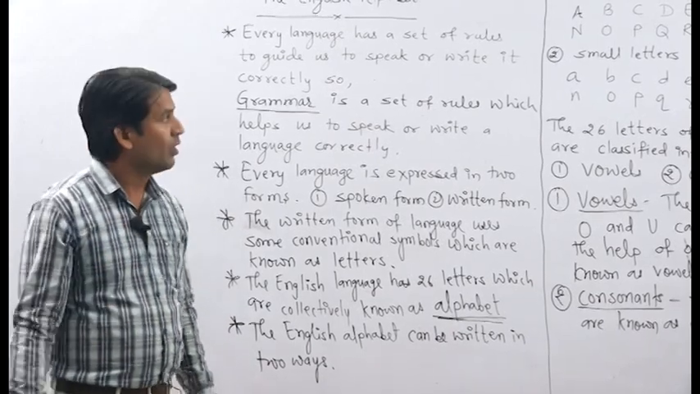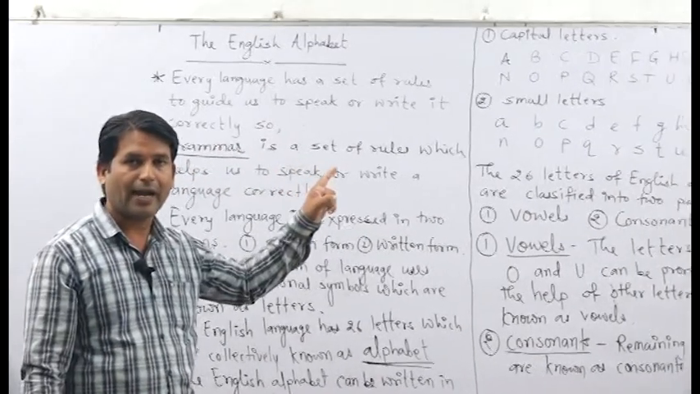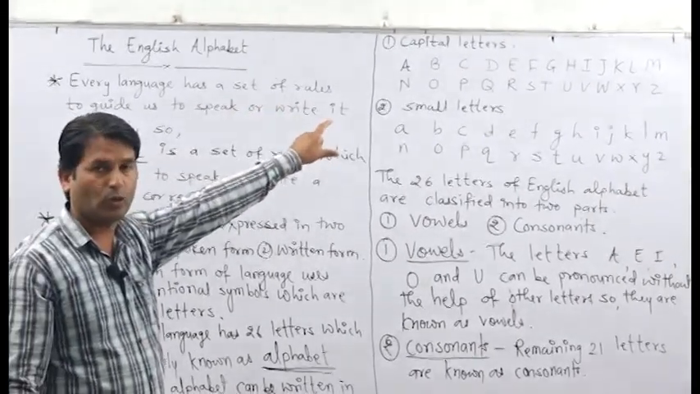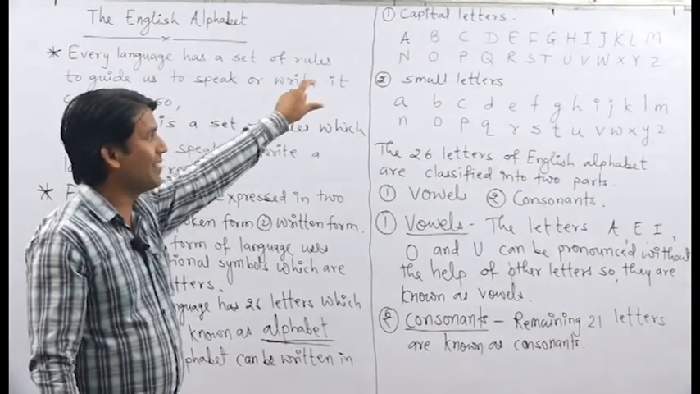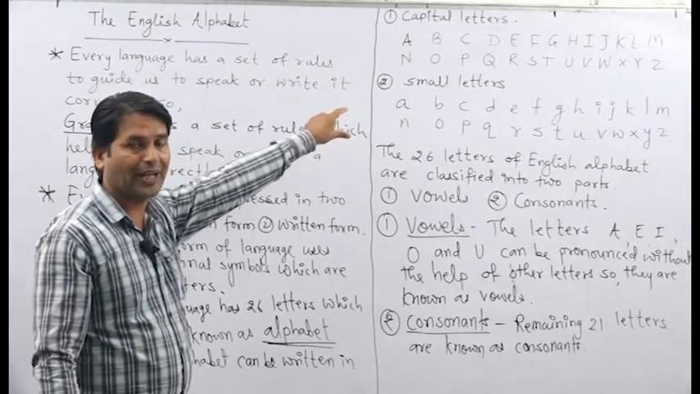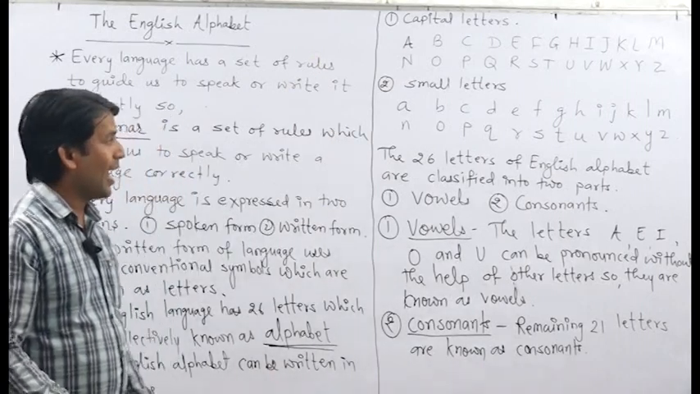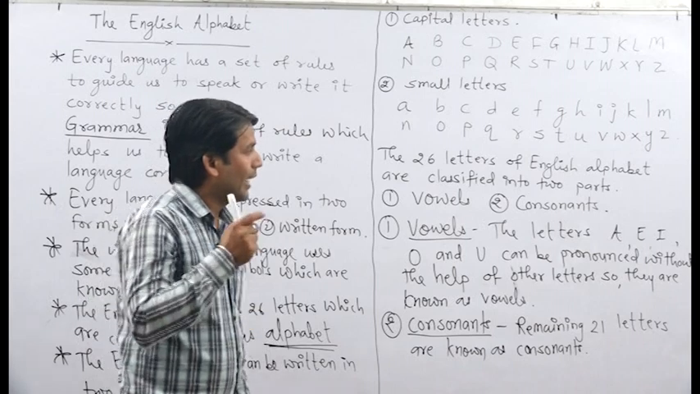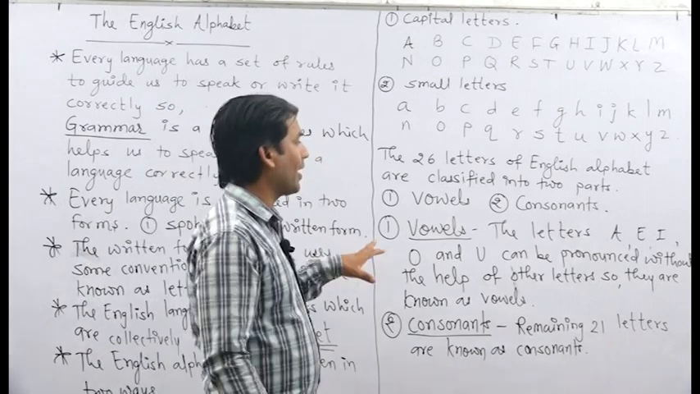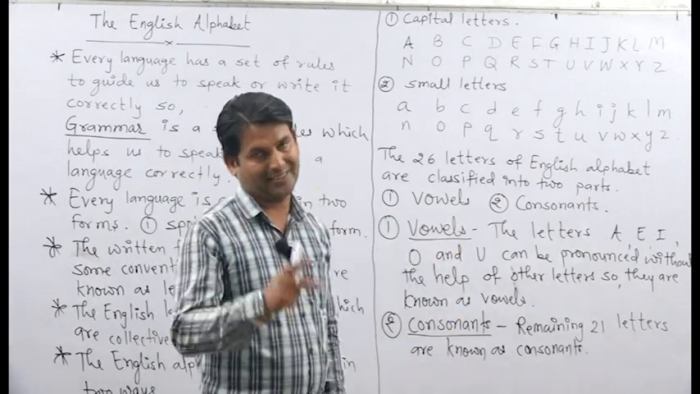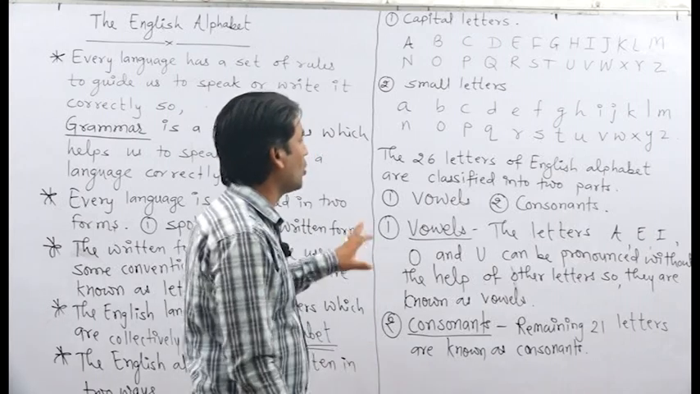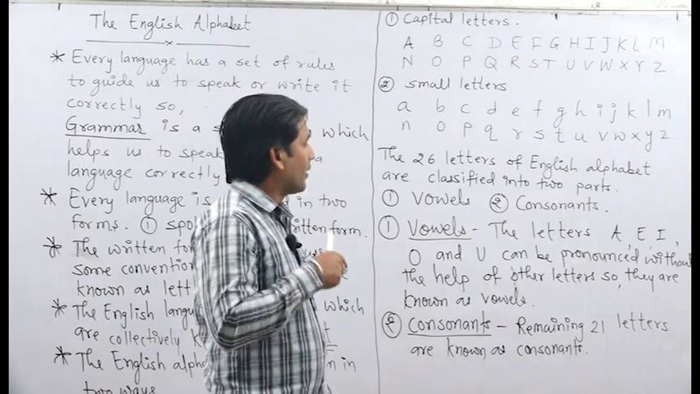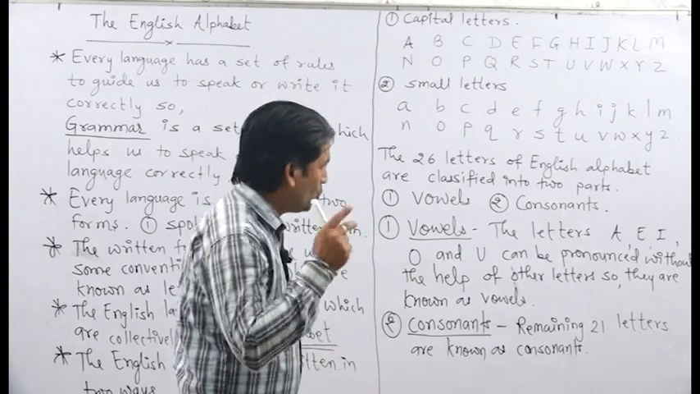Then the English alphabet can be written in two ways. Which are they? Number 1 capital letter and number 2 small letters. Both are written here, okay? Capital letters as well as small letters are written here, okay? So after that, the 26 letters of English alphabet are again classified or divided into two parts.